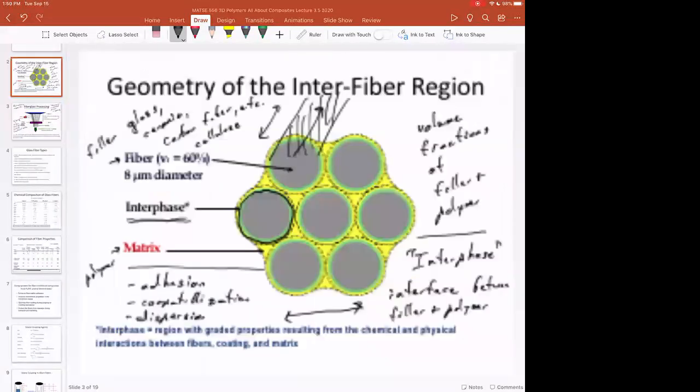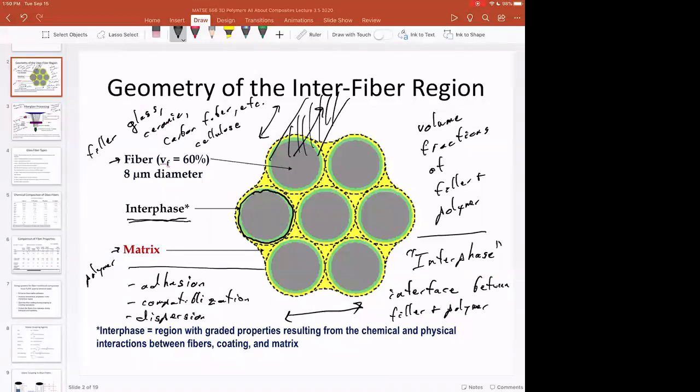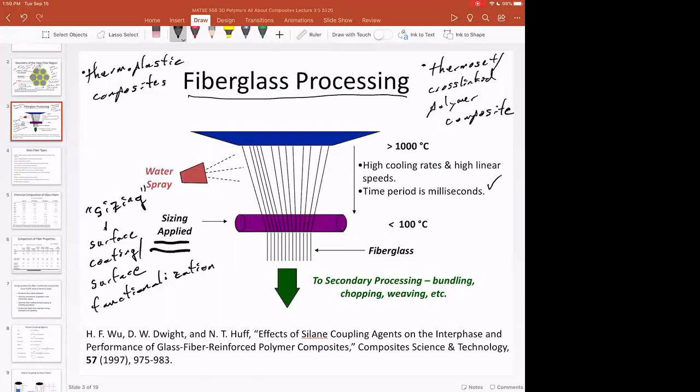And so the key to this interphase region is you need one part of the interphase to stick to the fiber or the filler, and you need the other part to stick to the matrix. This is like a surfactant or compatibilizer between the two phases, and we'll talk about some of that chemistry. In general, this is what fiberglass processing might look like. Of course, once the fibers are sized you can weave them into a mat, or you can chop them up, etc. But this important aspect of sizing, matching the type of sizing to the type of matrix you're going to use, is important.